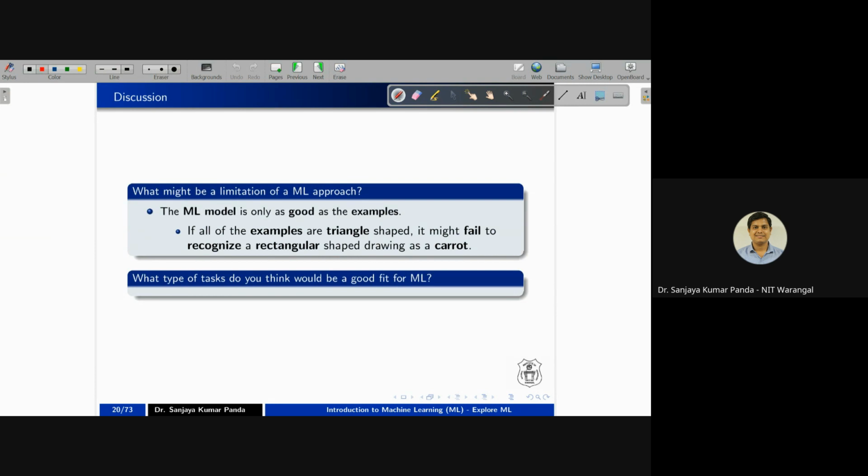Now let us see some examples. And I request all of you to answer my question: whether you are going to apply a rule-based system in that application, or machine learning approaches to solve that particular problem.